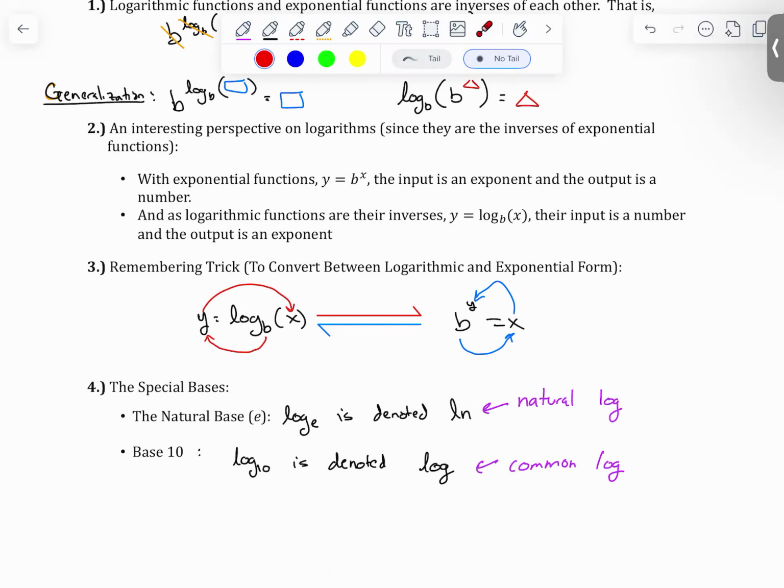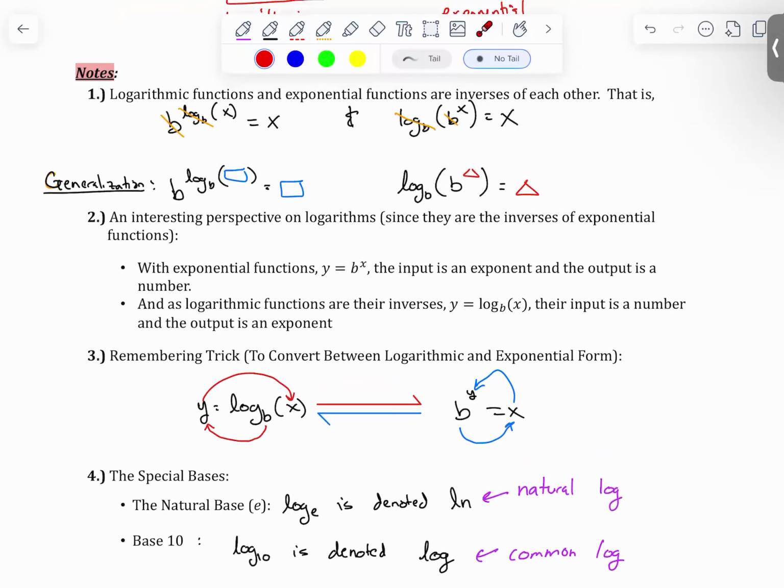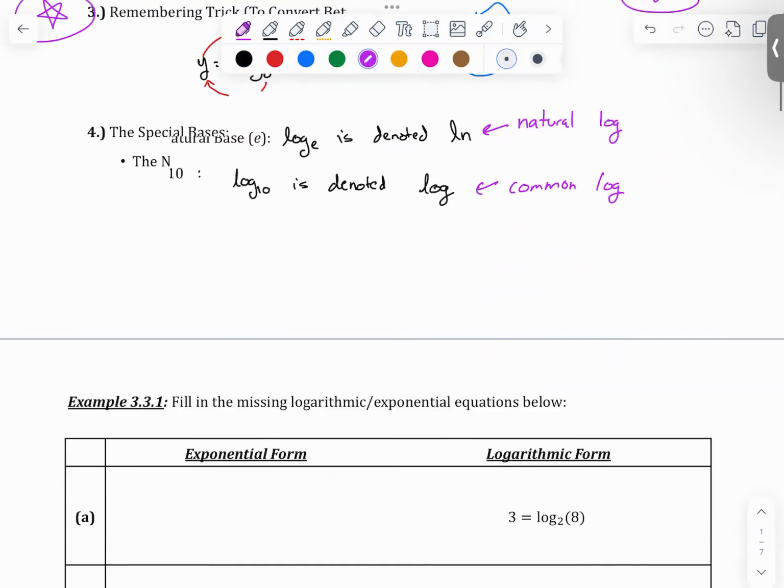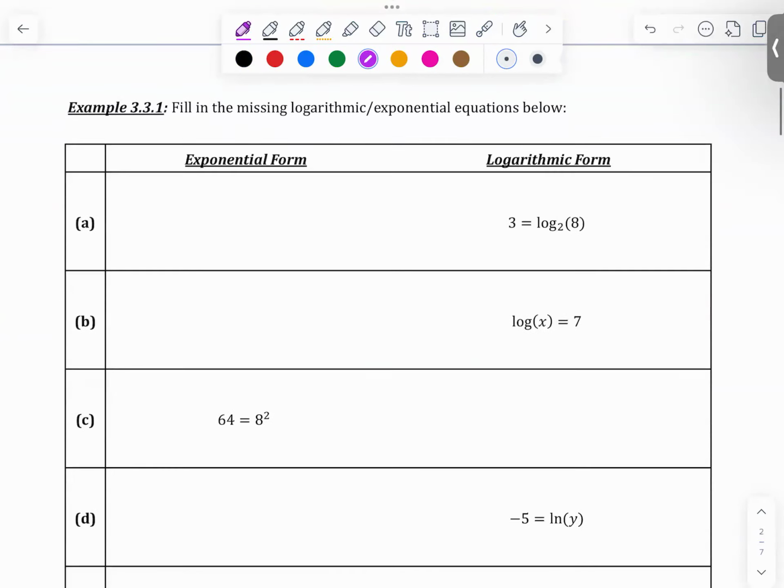The two most important notes from here, honestly, are note 1 and note 3, especially note 3. I'm even going to put a star next to it just to say this is the best tool to remember. So let's go ahead and convert between logarithmic and exponential form.